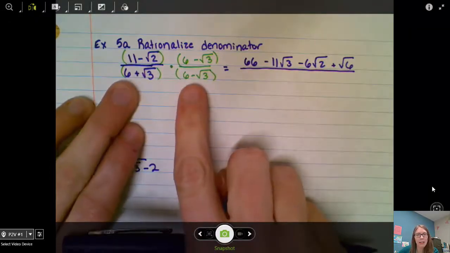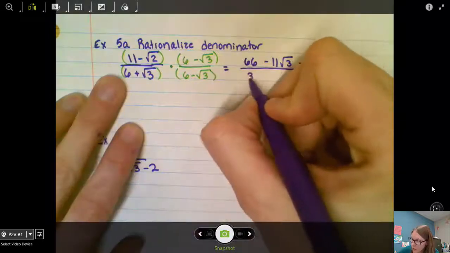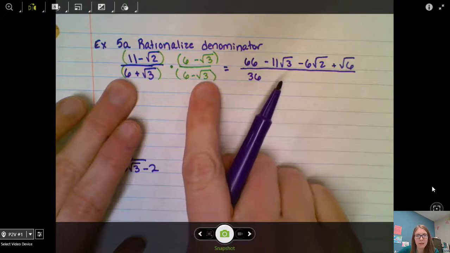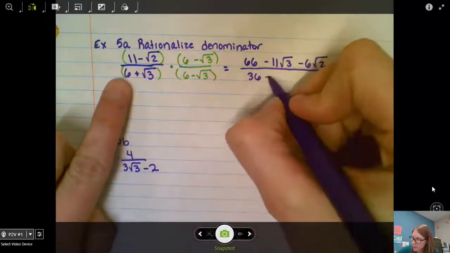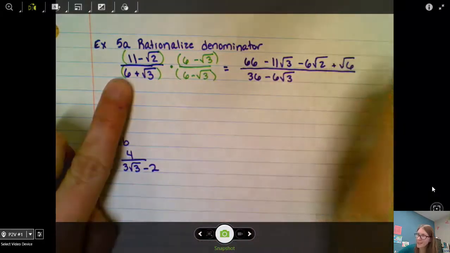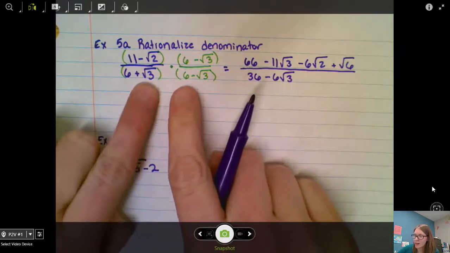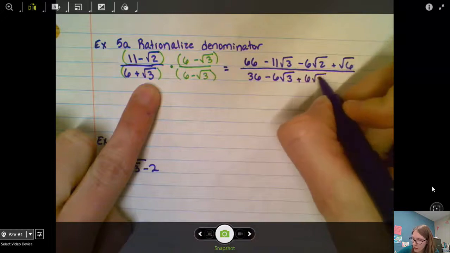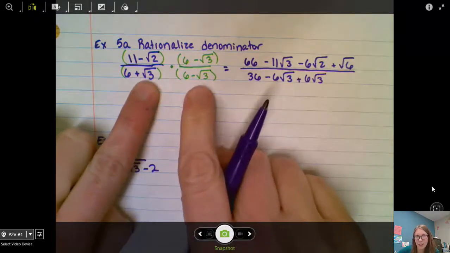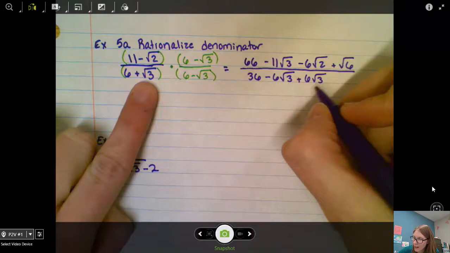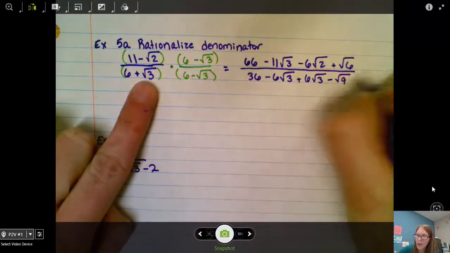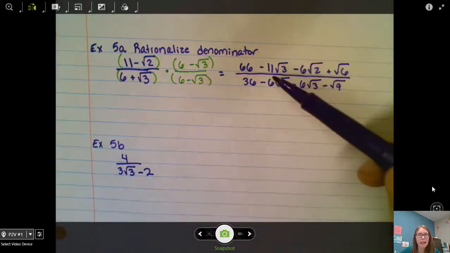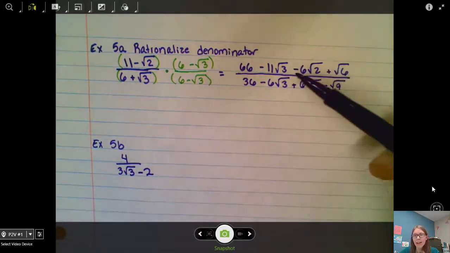FOIL the denominators here, 6 times 6 is 36. Outside, 6 times negative square root of 3 is minus 6 square root of 3. The inside, 6 times the square root of 3 is plus 6 square root of 3. And then last, square root of 3 times the negative square root of 3 is the negative square root of 9.